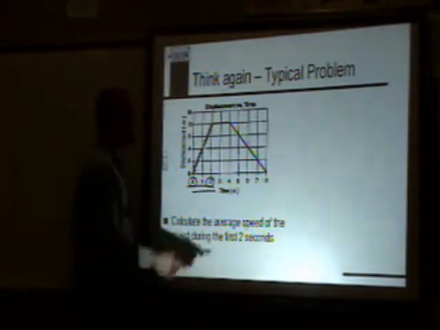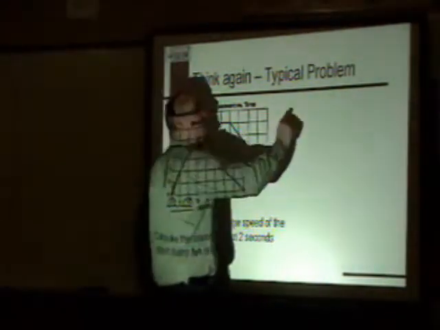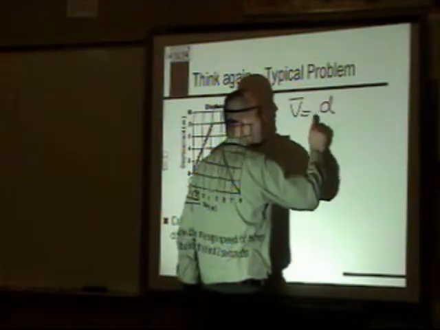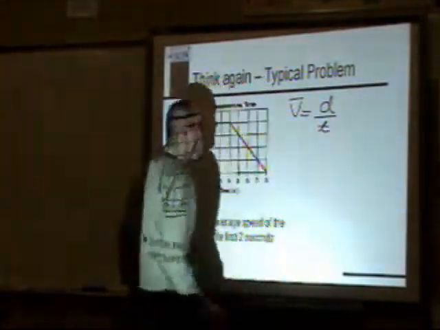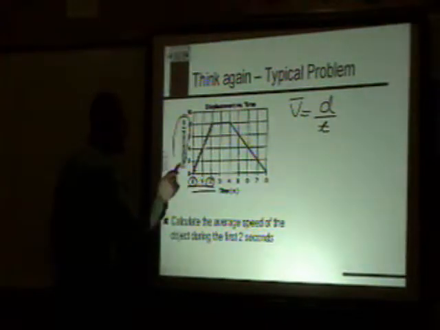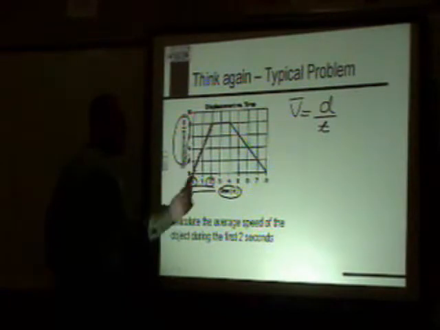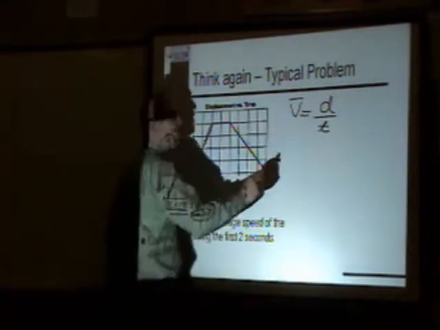Okay? Now, one thing that we haven't discussed yet is that when I have a graph of displacement over time, if I want to get the speed, remember how we said that the average speed is distance over time? Distance divided by time, okay, is the same thing as finding the slope of this graph.